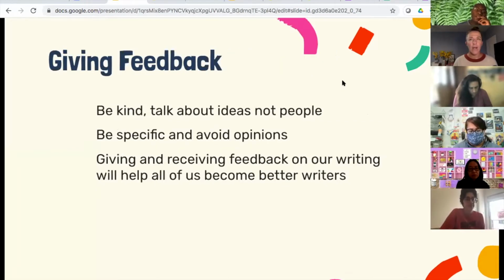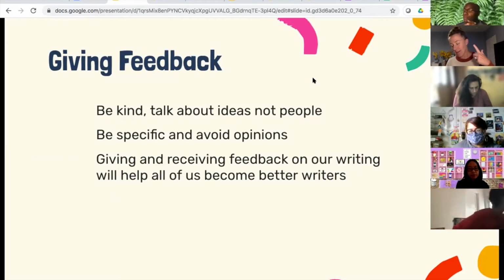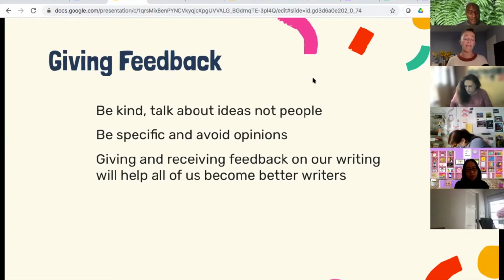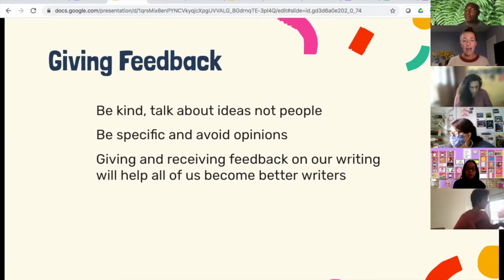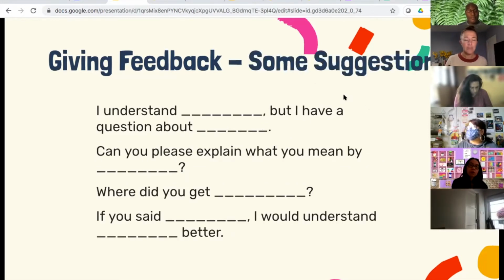But also I want to highlight what I mean by giving feedback. Obviously we can be mean when we give feedback, but just because we're giving feedback doesn't mean that we're being mean. So I want to make sure that you are kind and that you talk about ideas and not the people. So you're not going to bag on Alice or Bianca or Charlie, but you're going to think about how you can talk about their explanation in a way that could make them better. I want you to be specific and avoid opinions. And like I said, giving and receiving feedback doesn't mean that we're being mean, but also I want to make sure that we understand that it's going to help all of us with our writing to be better and to be more clear.